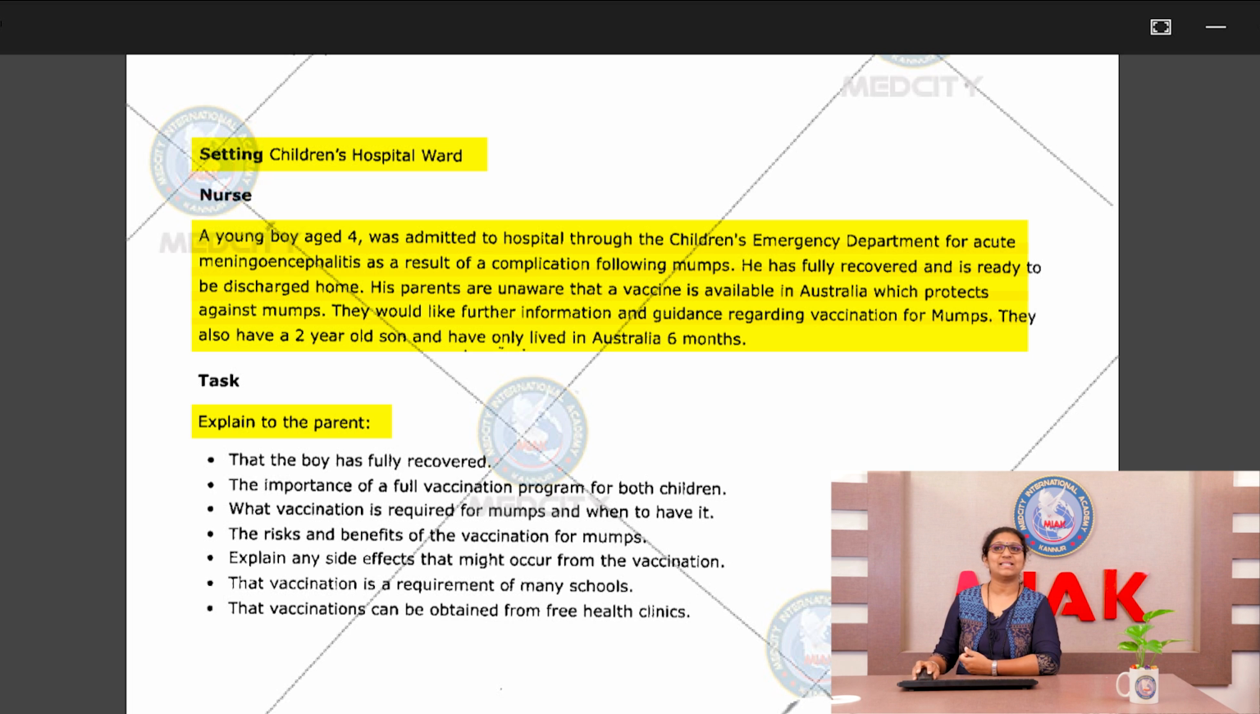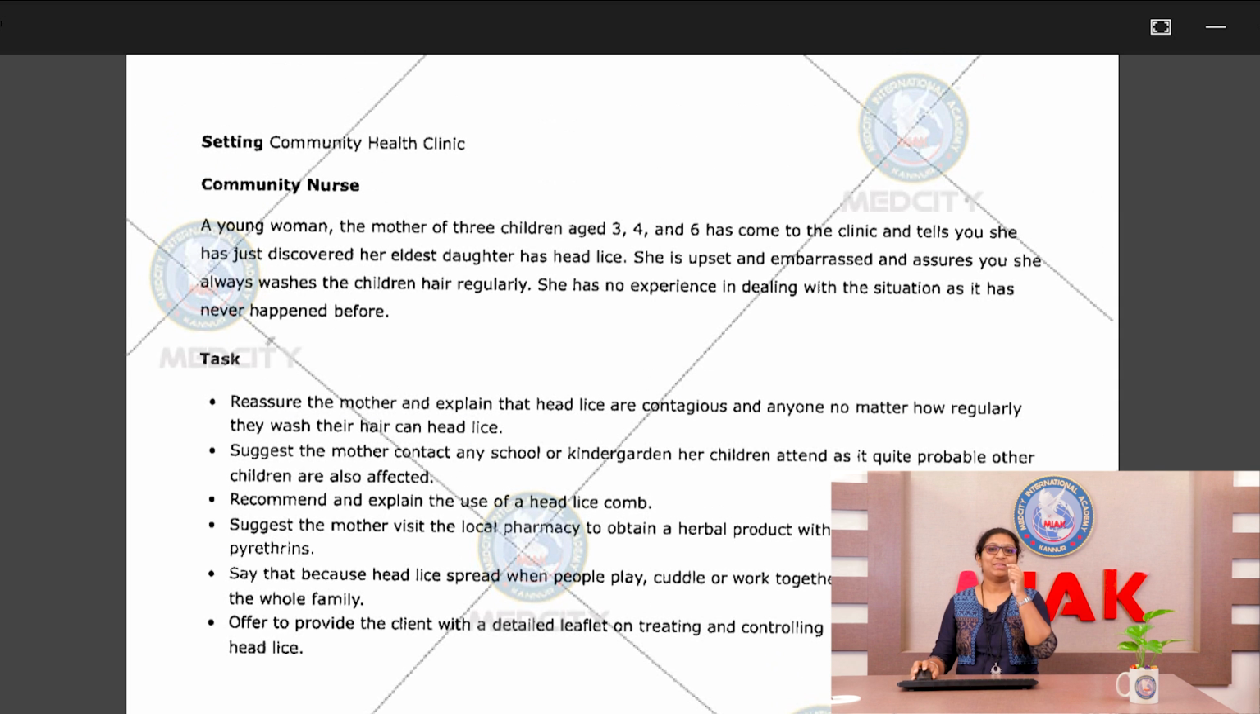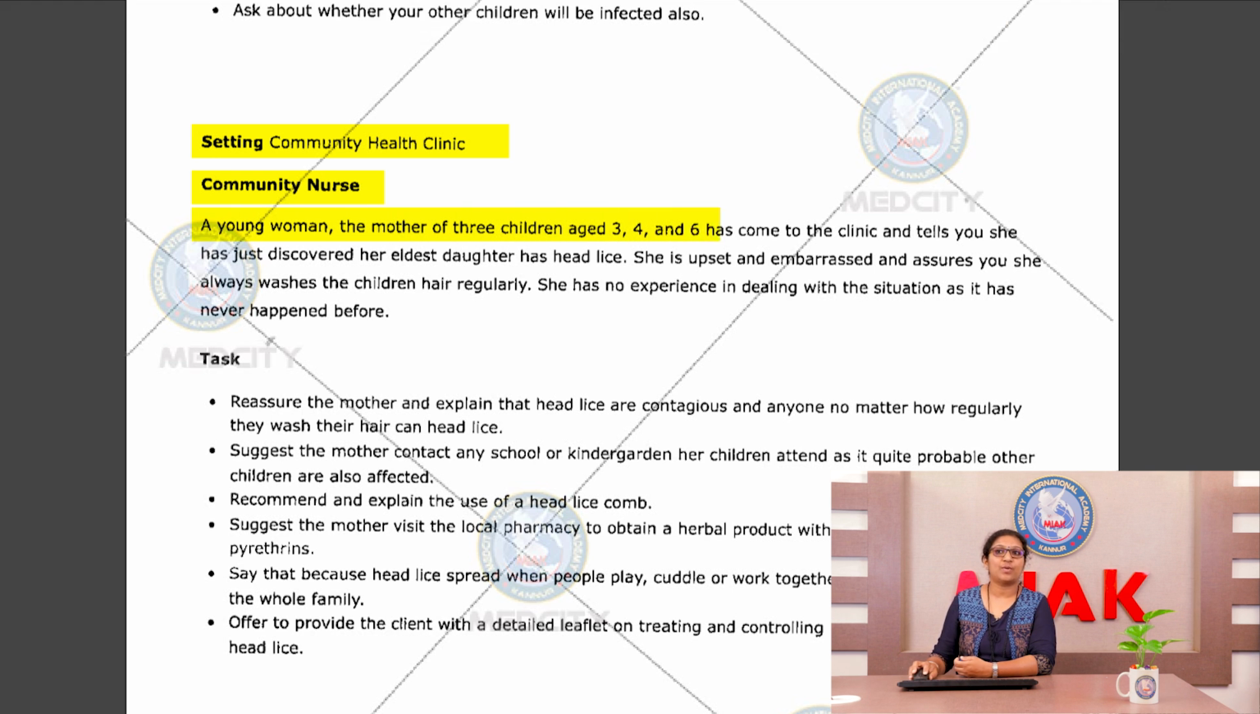So, let us have a look at another role card. Okay. Now, this is an interesting card because the setting is a community health clinic and I am a community nurse, and who is my patient or whom am I addressing to? It is a young woman and she is a mother of 3 children. Their ages are 3, 4 and 6.